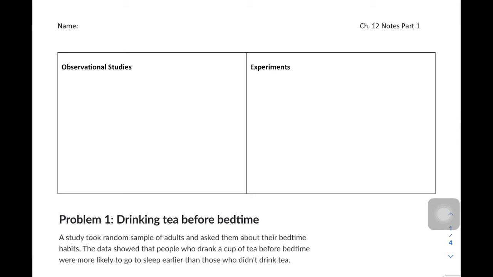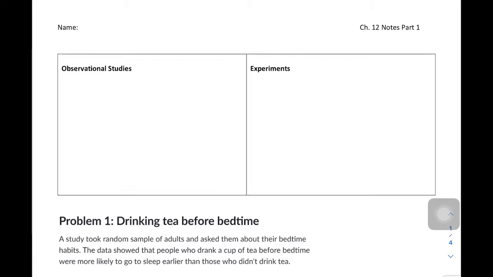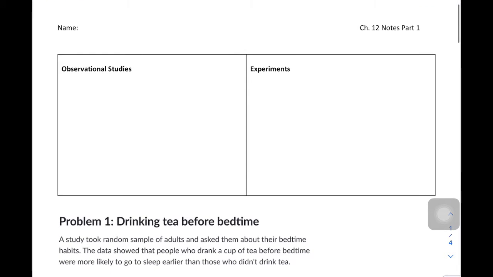With this chapter, we will be dealing with types of studies. And the main two for AP Stats are observational studies and experiments. And a couple similarities, mainly differences between these two. And it's very important to recognize the difference between the two. So let's start with observational studies.